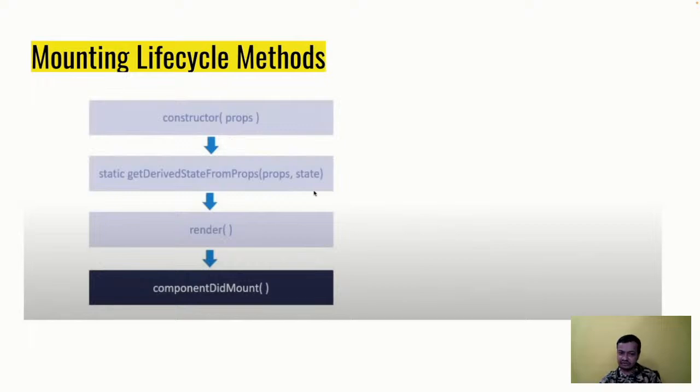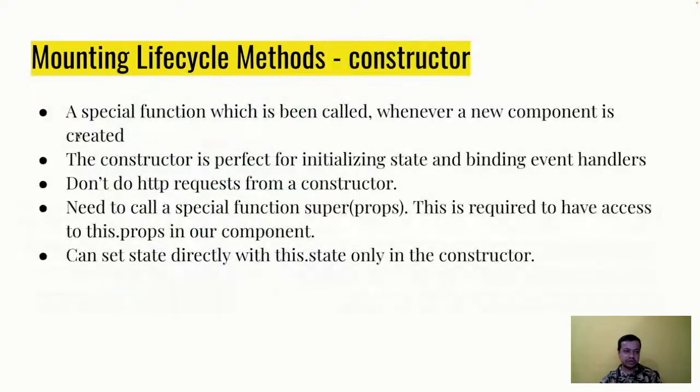So this is how it works: constructor, getDerivedStateFromProps, render, and componentDidMount. These are the four lifecycle methods. Constructor and render we know, but we'll learn more about them.